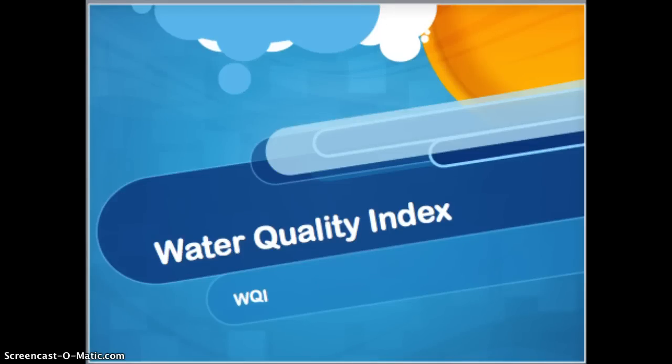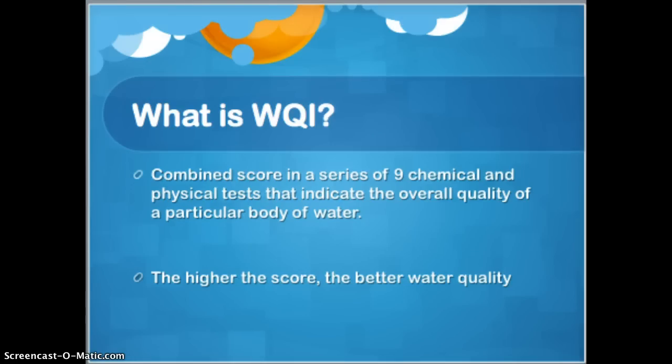Our last video on water deals with something known as Water Quality Index, and we'll talk a bit about what that actually means and then get into a little bit more specifics. A Water Quality Index, or WQI, is a series of tests that are done on a body of water, usually surface water, to determine its overall quality.